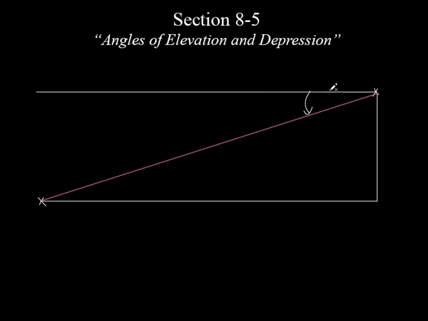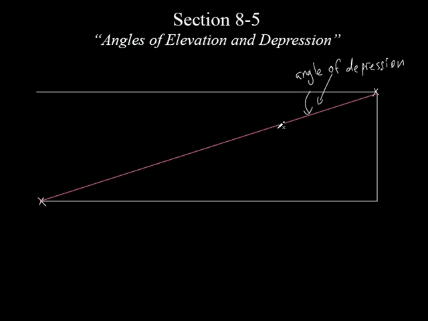If I was to look straight across horizontally, this would be the horizontal line. But my line of sight is straight down to this. So look at this angle that I've formed right here. Since it's going down like this, we call this the angle of depression. Let's write that out. We call that the angle of depression, because depression means you're going down. Right? So this is the angle of depression.